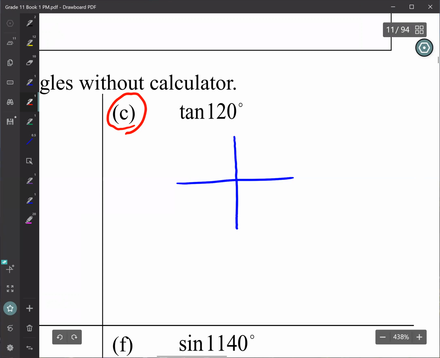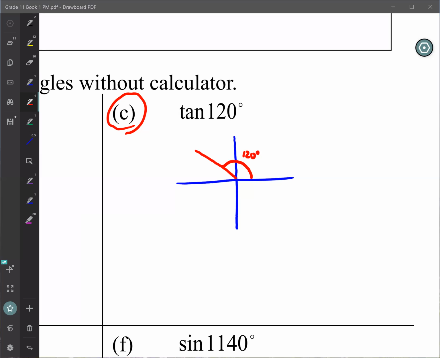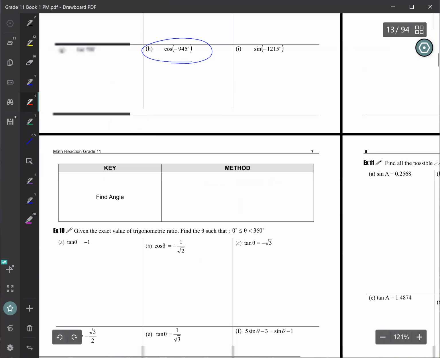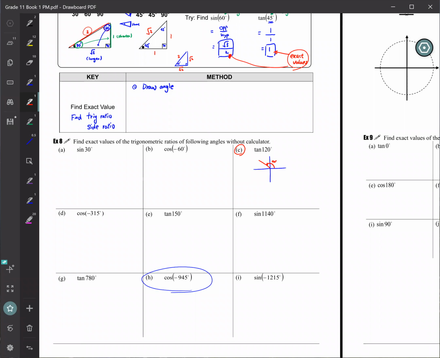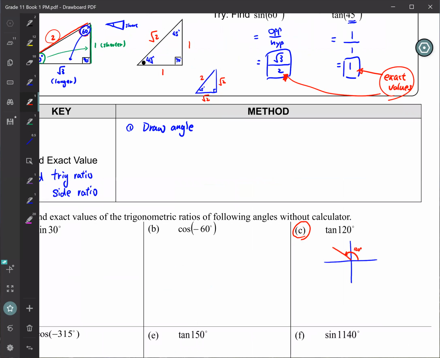So 120 degree, right, turns to there. Okay, so this is 120 degree. So your initial arm is always on the right side of the x-axis. Because it's a positive angle, you have to turn counterclockwise, right? Counterclockwise rotation. Some of the questions below, you'll have negative. You see like question D will have negative, then you have to turn the other way, right? So your step 1 is to draw the angle.